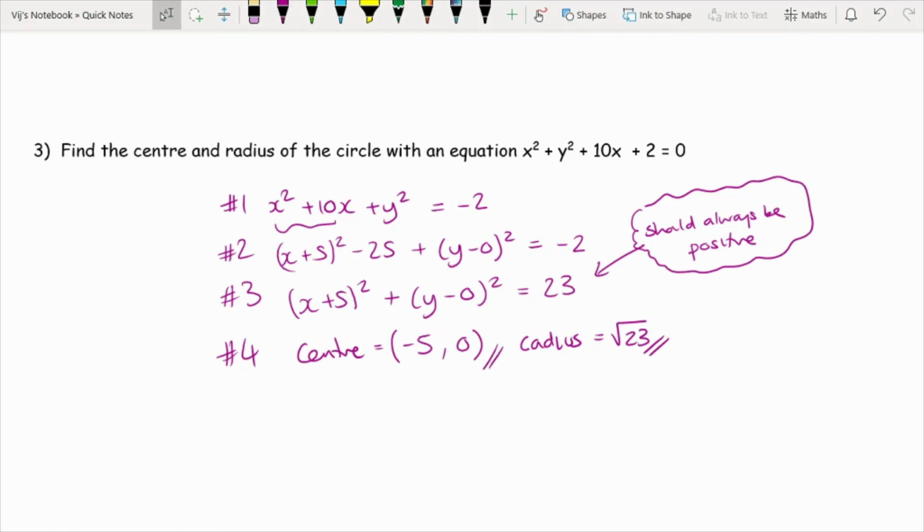So hopefully that makes sense on how we write the equation of a circle, and also how we find the centre and the radius of an equation when it's not in its factorised form.